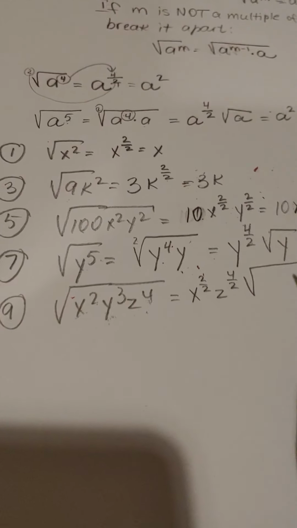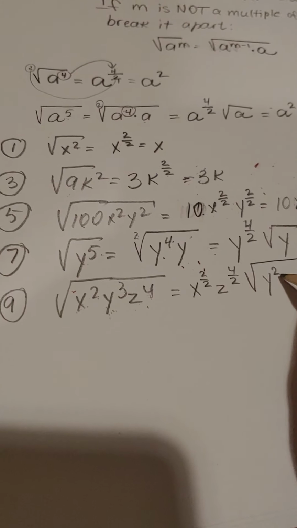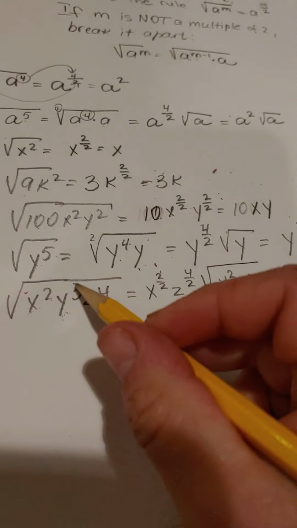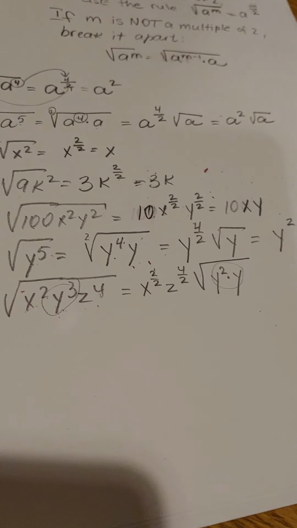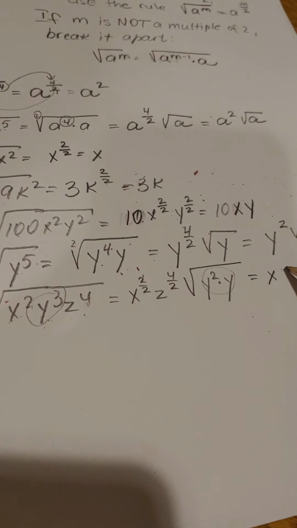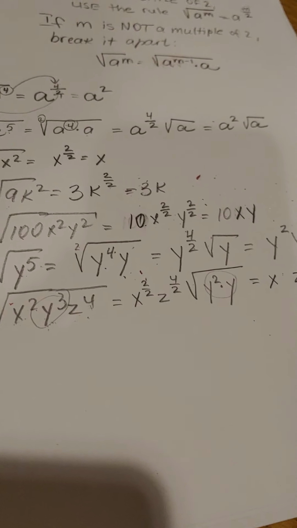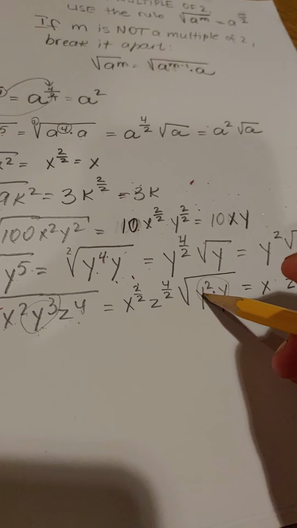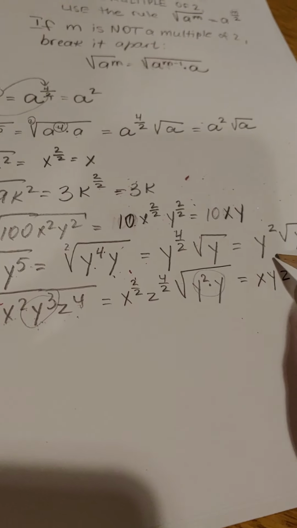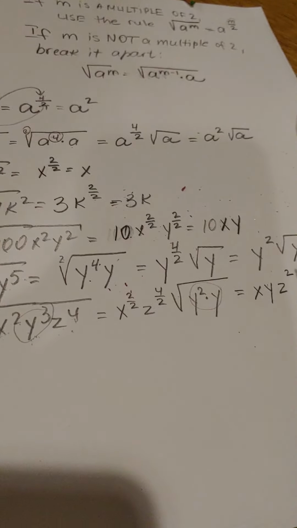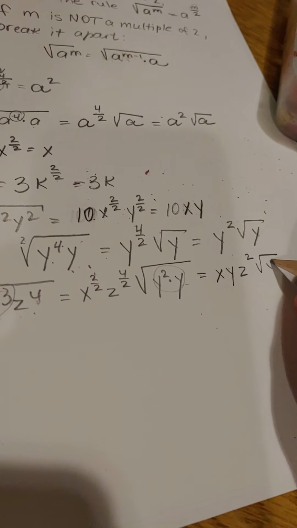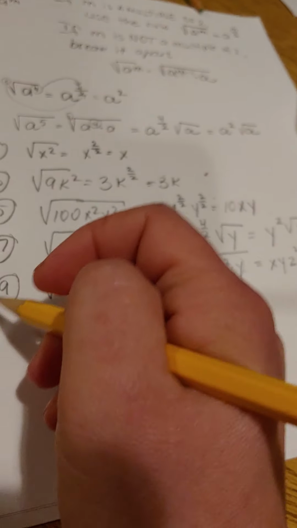And then here we have y to the 2nd power times y. We just broke this y to the 3rd power apart. Okay, here we can simplify. It's x, z to the 2nd power, and we can take the square root of y to the 2nd power. It's y because y 2 over 2 means 1, right? So it's y to the 1st power. And then we just have this y left inside of the radical.